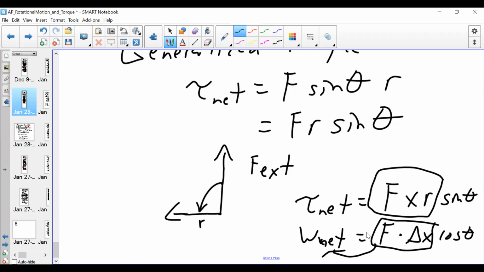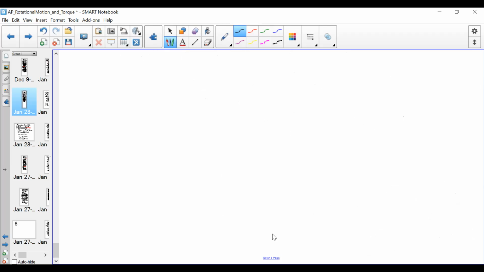Torque is a vector because it's formed as a result of a cross product between force and radius. And it's the sine component of the force crossed with the radius that forms torque. Whereas in work, we're looking at the cosine part of force with displacement to create work. And that force can be either parallel to displacement or anti-parallel, like friction. So that's the basis of torque there.